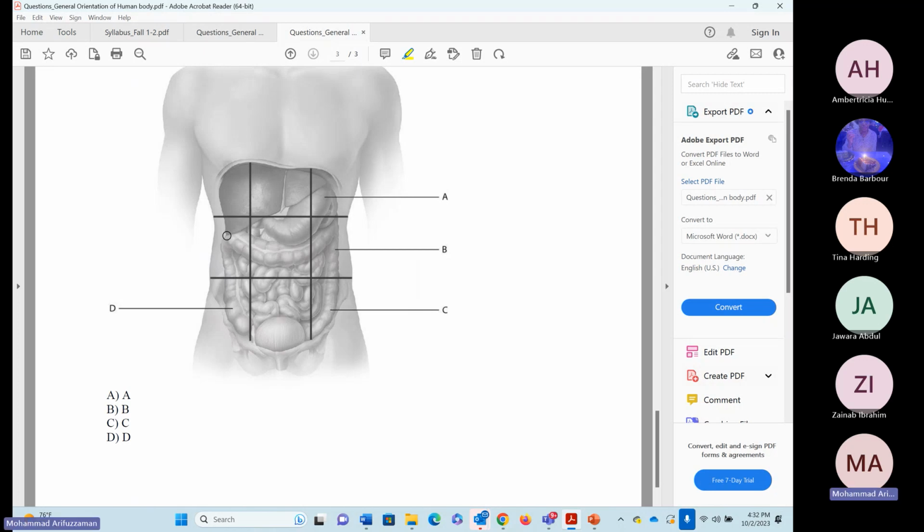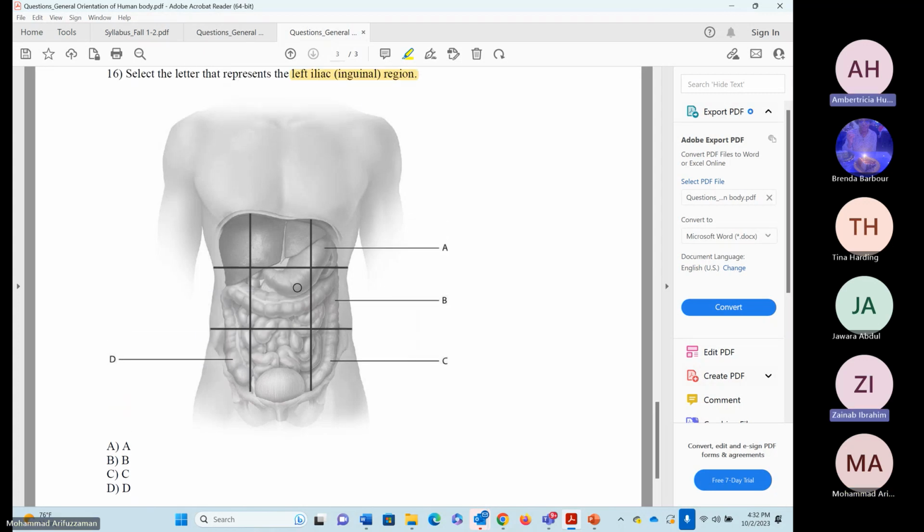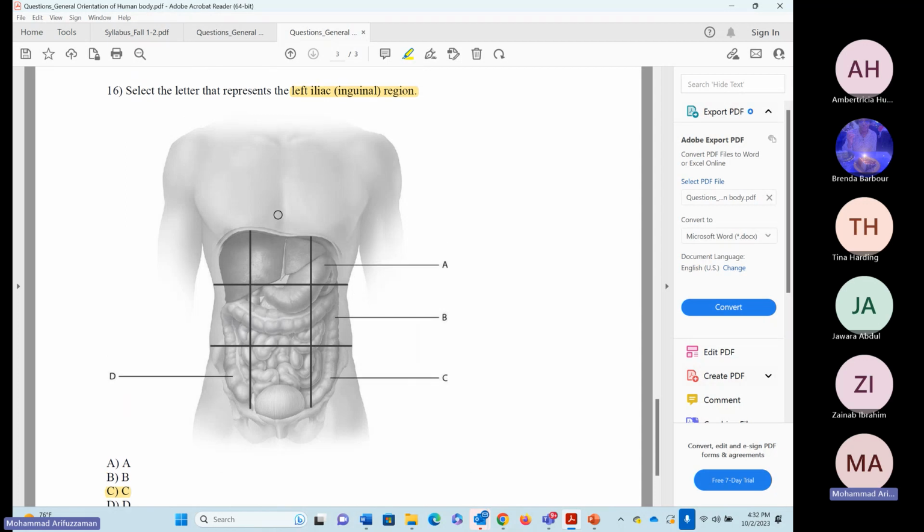Which part represents the right side of the body? D is the right side, so C is the correct answer, the left iliac. When you see an image, it is opposite: the right side is on your left and the left side is on your right. Another way: the right lobe of the liver is larger than the left.